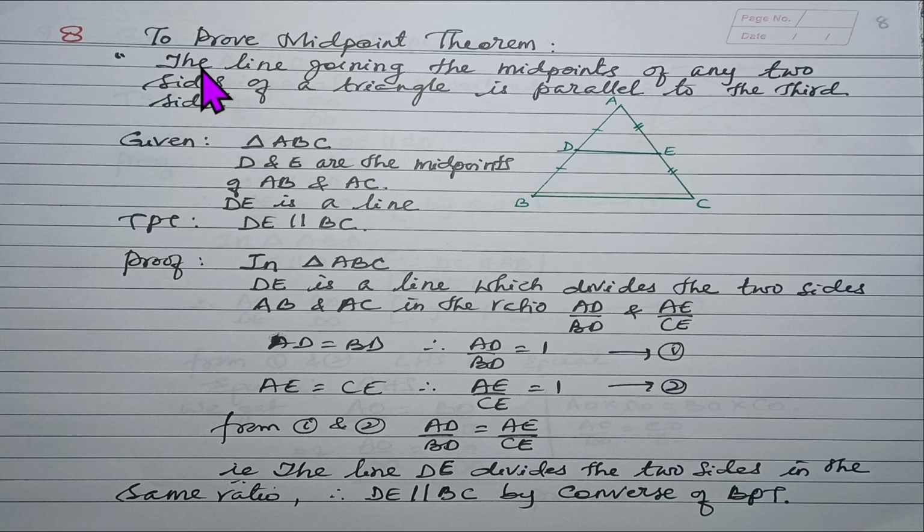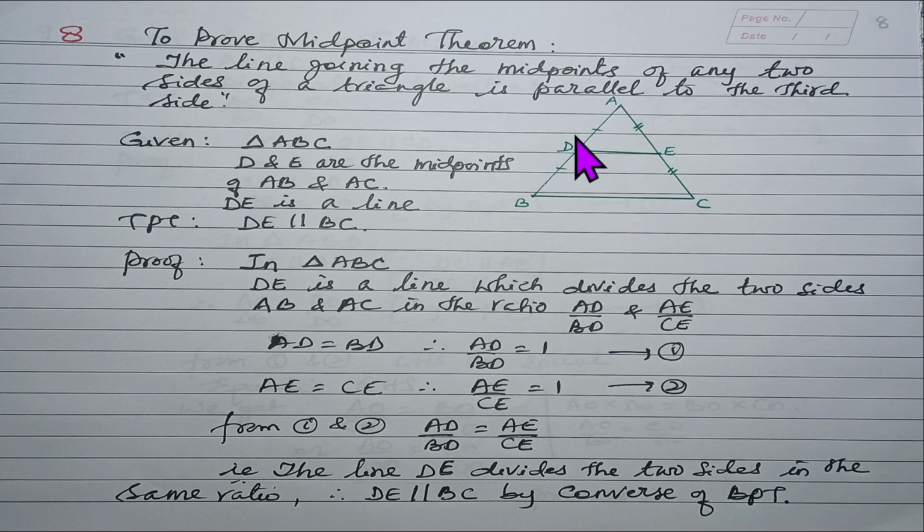The midpoint theorem states the line joining the midpoints of any two sides of a triangle is parallel to the third side. That means D is the midpoint of AB, E is the midpoint of AC, and DE is joined. Now once DE is joined, we have to prove that DE is parallel to BC. So let us understand. We are given a triangle ABC, D and E are the midpoints of AB and AC, DE is a line joined, and we have to prove that DE is parallel to BC.